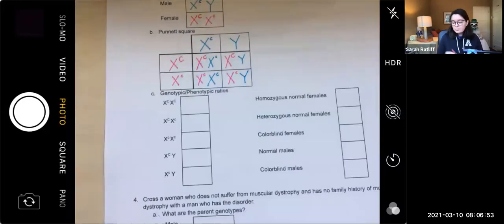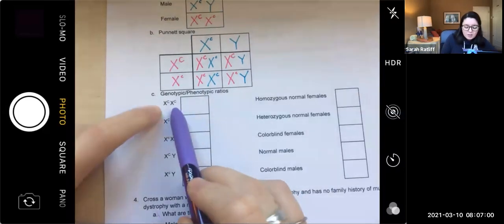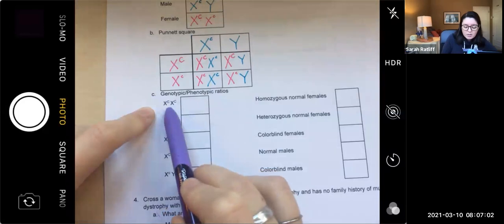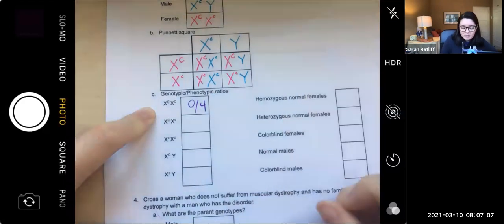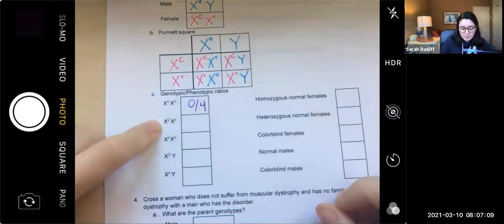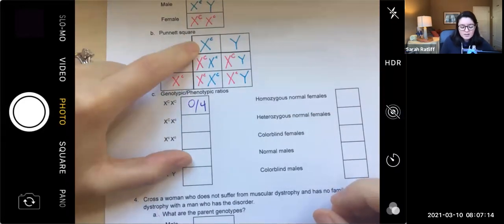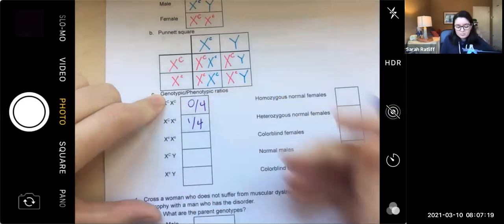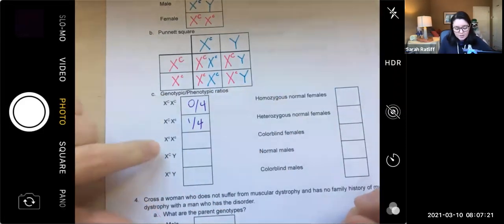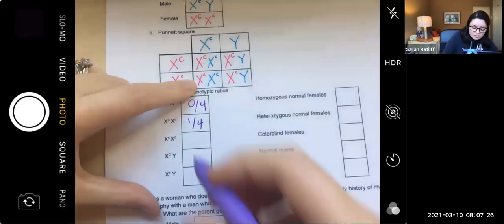Awesome, awesome. So let's take a look at our ratios now. Genotypic ratio coming up first. First up is a homozygous dominant. We're not seeing any big C's. So we got 0 out of 4 of those. Next up is a heterozygous female. Our first box here, we got a big C from mom and a little c from dad. This is a heterozygous female. She appears to be the only one. Our last female option here is a colorblind female, 2 recessive little c's. We got one of those.